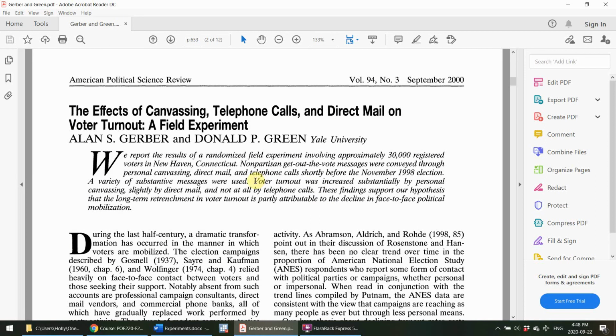And then they compared the groups, and they found that personal canvassing increased voter turnout significantly. Direct mail increased voter turnout a little bit, and telephone calls not at all. And so they say that what we think about voter turnout is that people really want face-to-face mobilization, that if they have some sort of social pressure in terms of a physical person saying, hey, you should vote, they're less likely to ignore it than if they just get a telephone call.